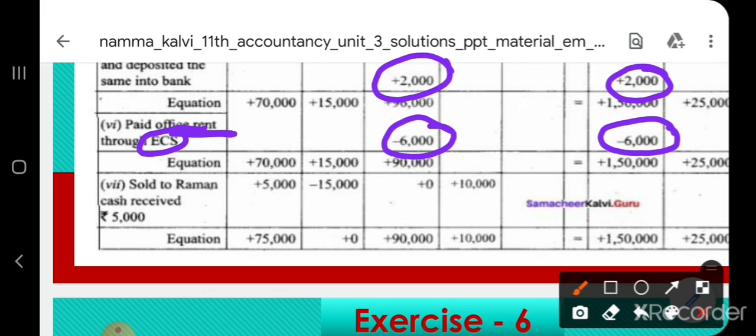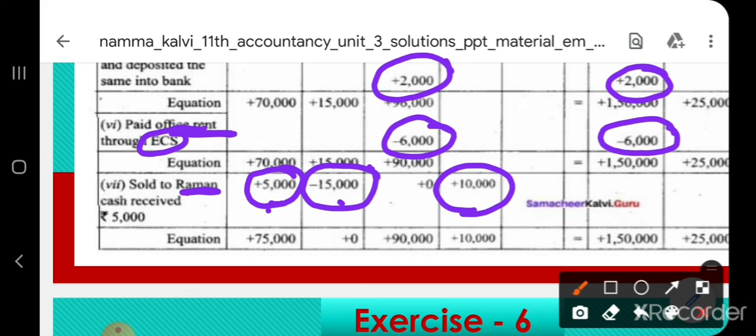Next one. Sold to Raman. Cash received is 5,000. Okay. Sold goods to Raman for 15,000, of which 5,000 is received at once. You are selling the goods to Raman. That means Raman is your customer. Debtors. Okay, you are creating a debtors, but out of the debtors 15,000, 5,000 you are receiving in cash. That means in cash you will write 5,000. Total sales, that means the stock is reduced to the extent of minus 15,000. Okay, so the balance 10,000 is your debtors. You are creating debtors only to the extent of 10,000.